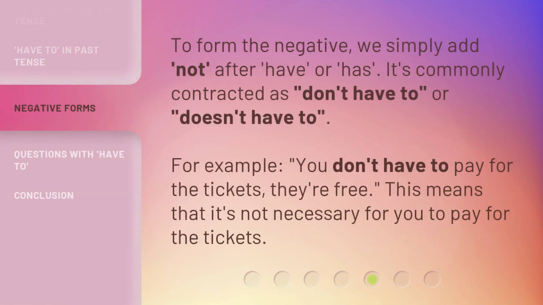To form the negative, we simply add "not" after "have" or "has." It's commonly contracted as "don't have to" or "doesn't have to." For example, "You don't have to pay for the tickets, they're free." This means that it's not necessary for you to pay for the tickets.